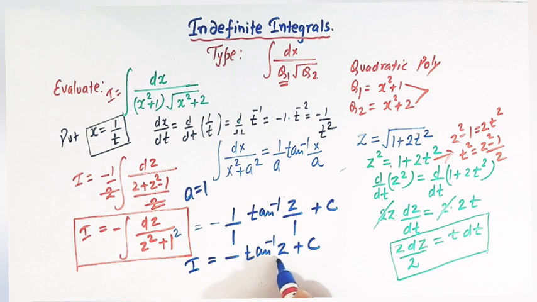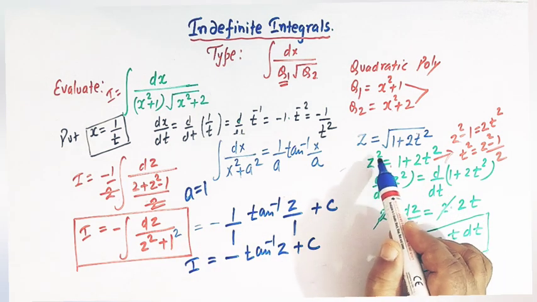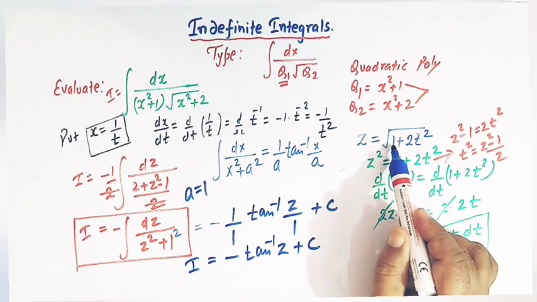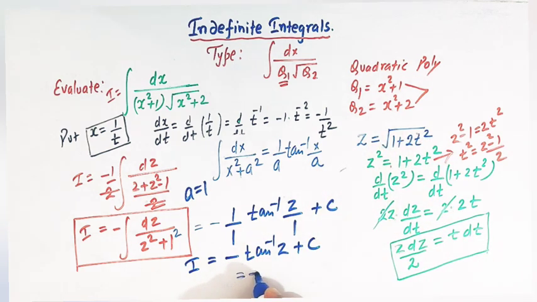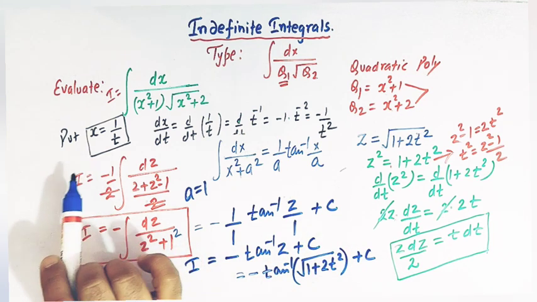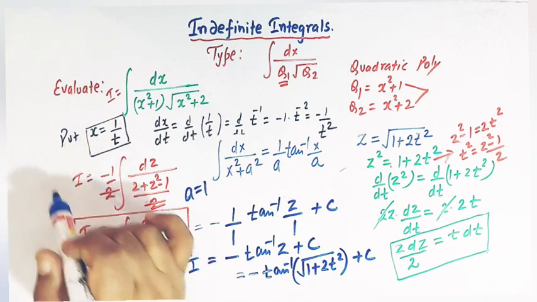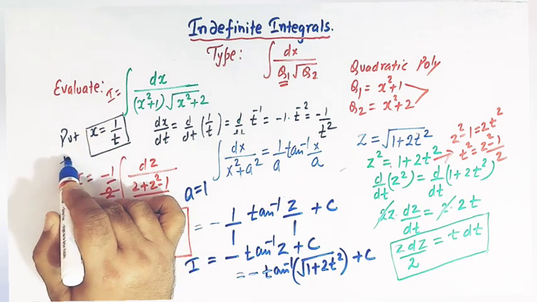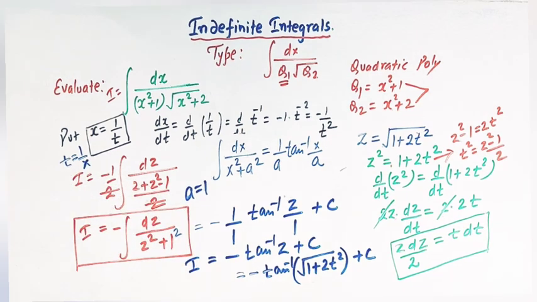Now see, here we are having the final answer in terms of z. So let us convert z into t. So here we have z is equal to square root of 1 plus 2t square. So we can now write minus tan inverse square root of 1 plus 2t square plus c, right? And now further replace t by 1 over x, because x is 1 over t, so t is 1 over x.